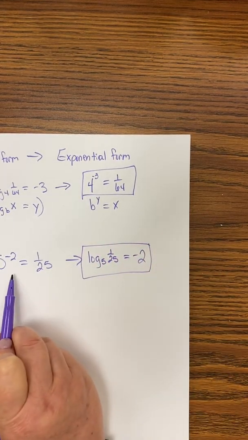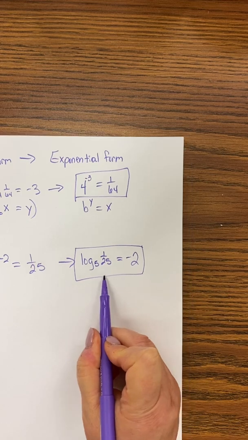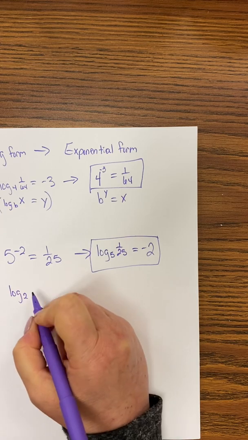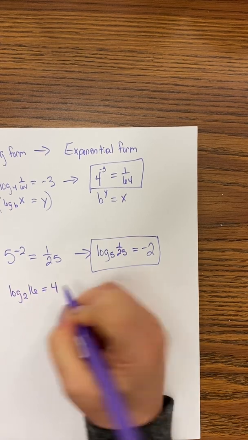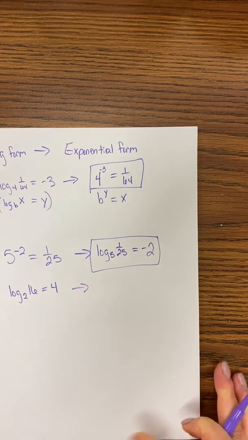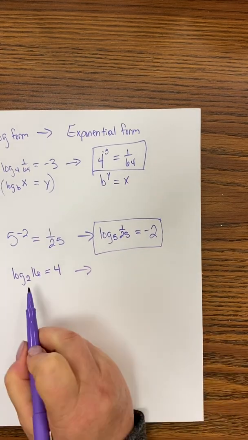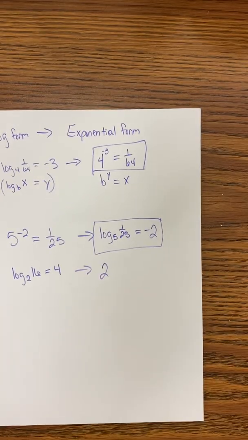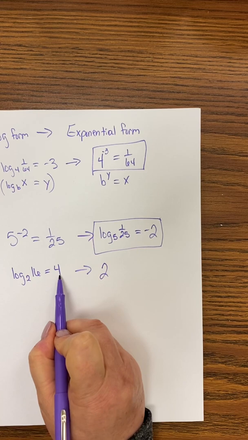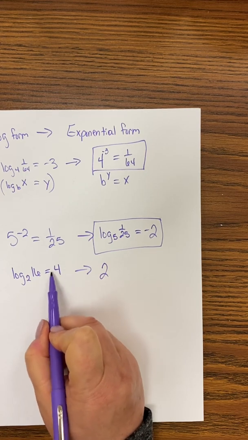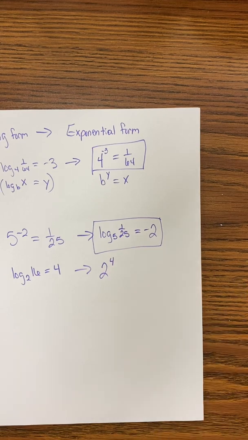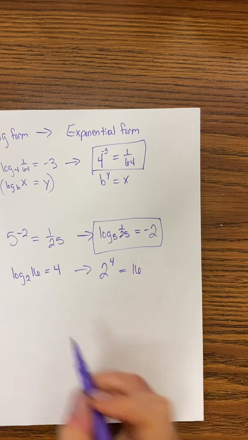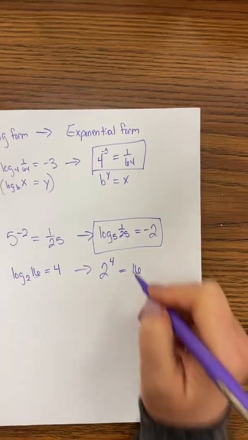This one was exponential to log. Now we're going to do log of base 2, 16 equals 4, and go to exponential form. Remember, 2 is the base, that's the b, so that goes here as the base of your exponent. Then 4 is your y, and now that's your exponent. And then it equals your x, which was the number here. And that's your answer on that one.